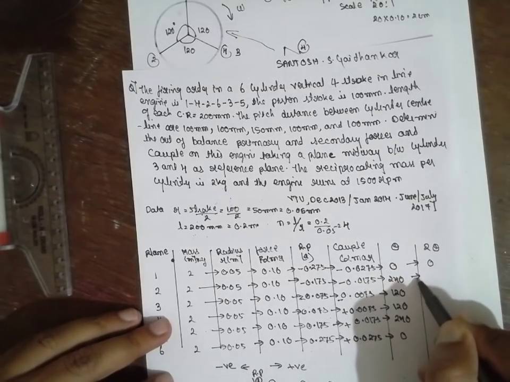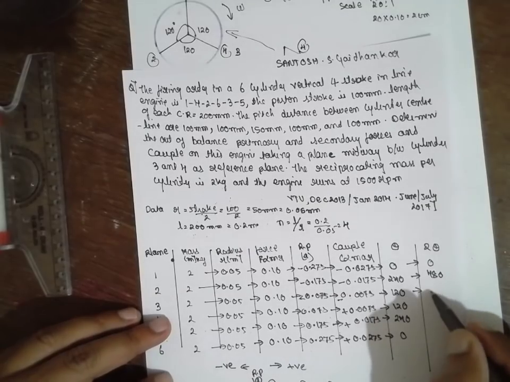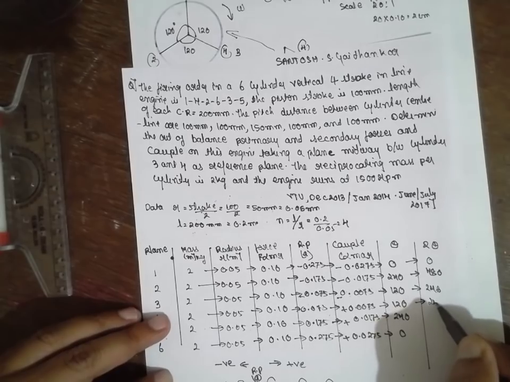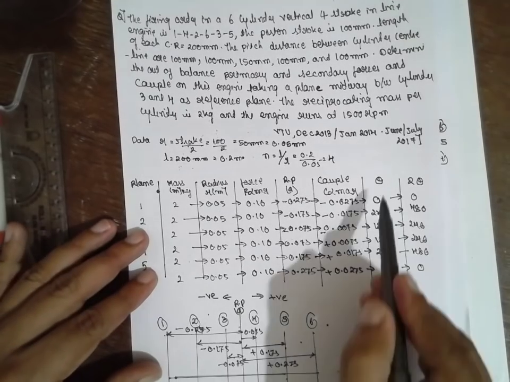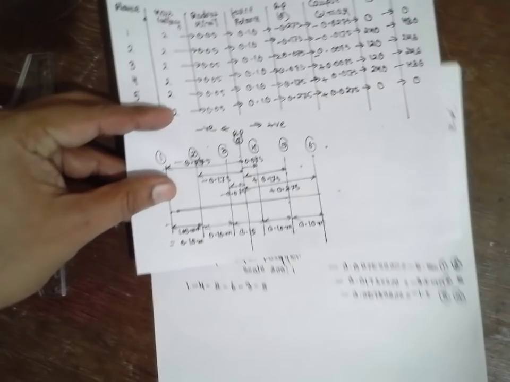For 2 theta, just multiply by 2. 2 into 0 is 0. 2 into 240 will be 480. 2 into 120 is 240. This will become 240, 480. This will be 0. Okay, next.